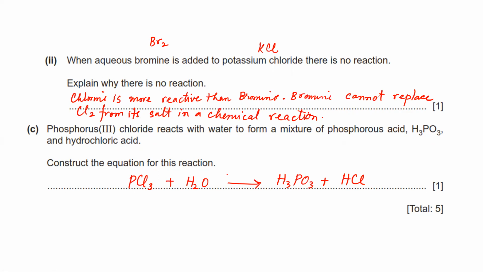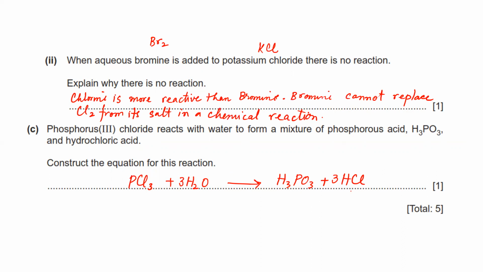So now all you have to do is balance this equation. Chlorine is 3, and we have only one here, so let's add 3 here. Hydrogen is 3 plus 3, 6. We need 6 hydrogen on the left, so just add 3 water. So P is 1 and 1, H is 3 and 3, 6, and 6 is 6.